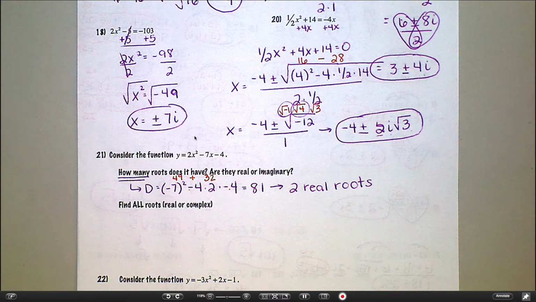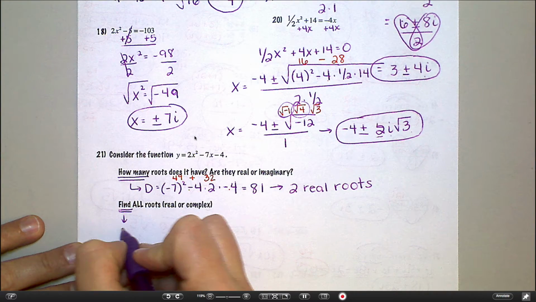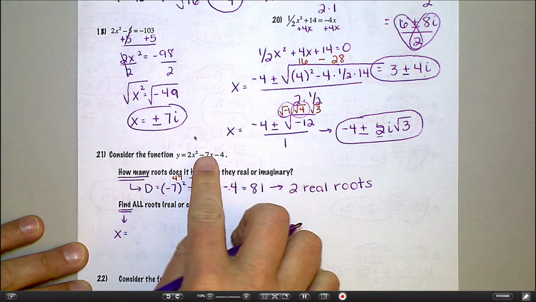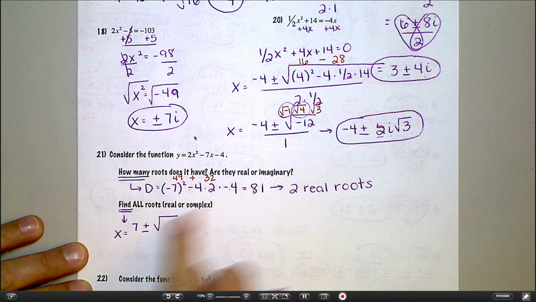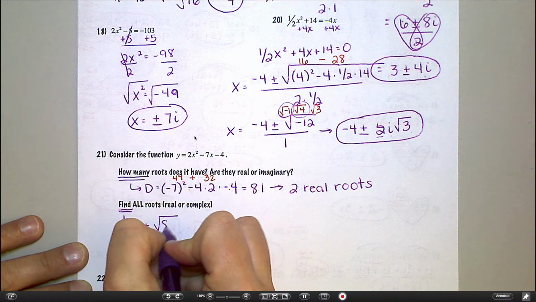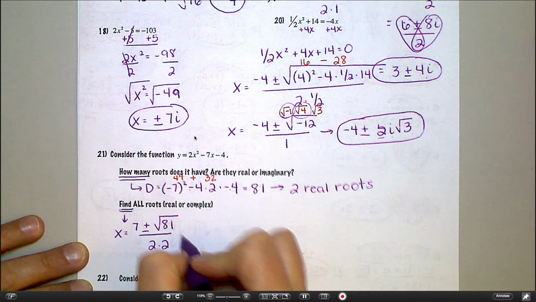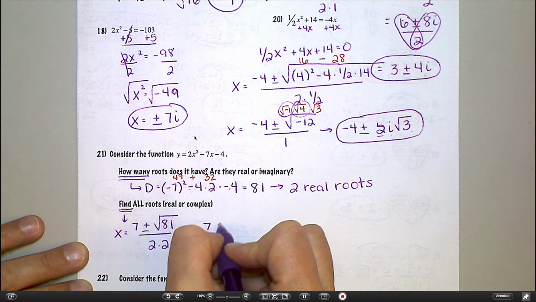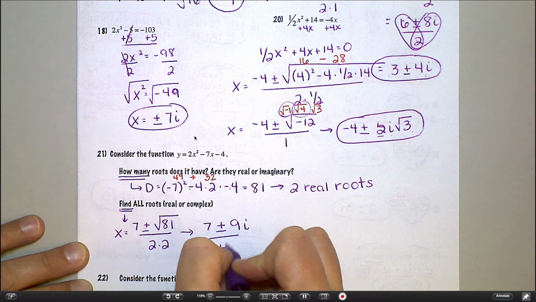Okay. And then question B says, I want you to find all roots, whether they're real, imaginary, or whatever. So when you're finding the roots, that's when we use the quadratic formula. I'm going to say x equals negative b, so 7, plus or minus the square root of, the good news is I already have that number, that's my 81, all over 2 times 2. That gives me 7 plus or minus 9i over 4.